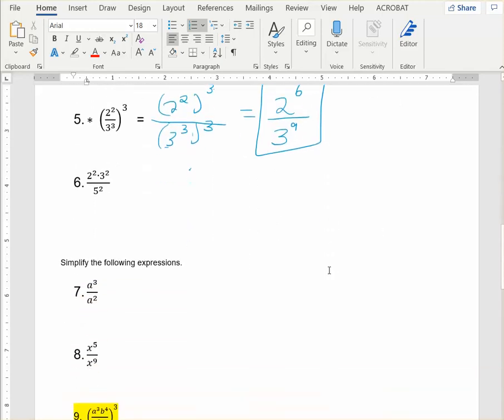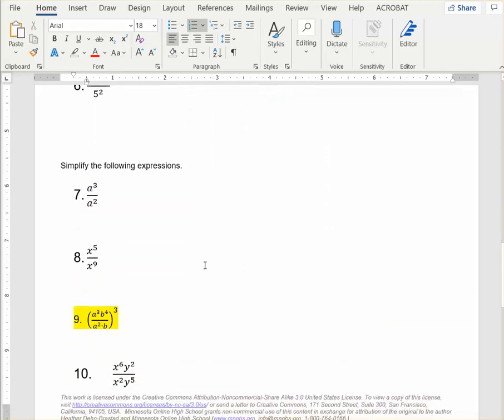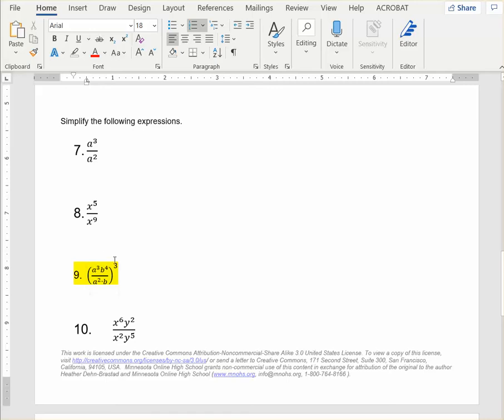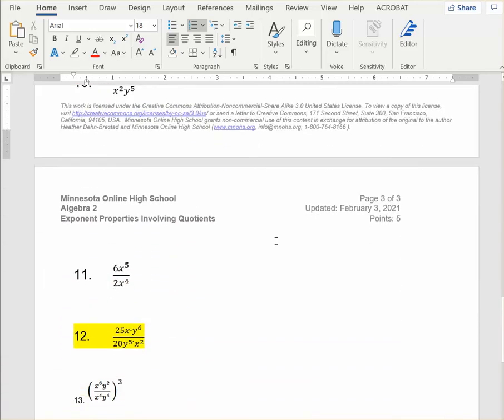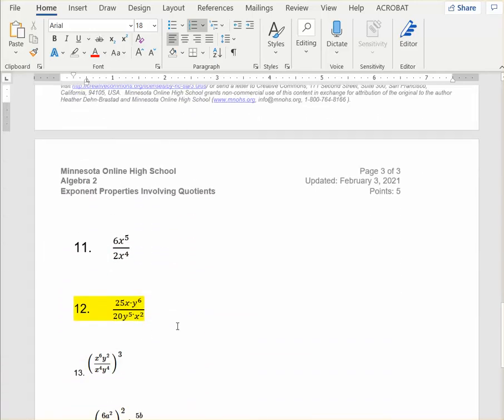All right, let's look at some of these next ones. Number 9 is in the Khan Academy video. Let's look at number 12. 12 says 25x times y to the 6th over 20 y to the 5th times x to the 2nd. The 25 over 20 is something that I'm going to simplify on its own, without the x's and the y's and so on.